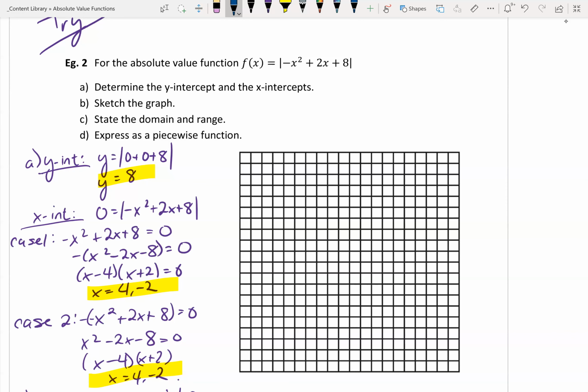So exactly, negative x squared plus 2x plus 8 is equal to 0. And then I factor out the negative so that I can factor my quadratic. And once I did that and solved for 0, x is equal to 4 and negative 2. So those 2 are my x-intercepts. I need to check it one more time for case 2.